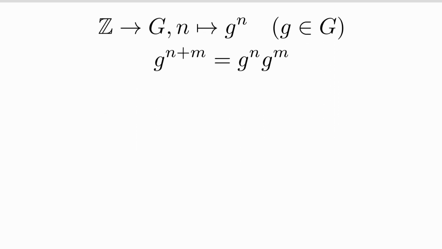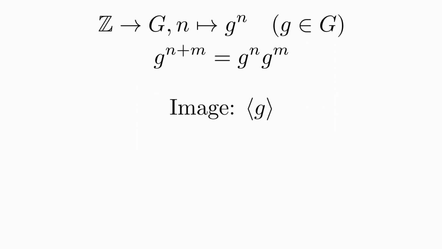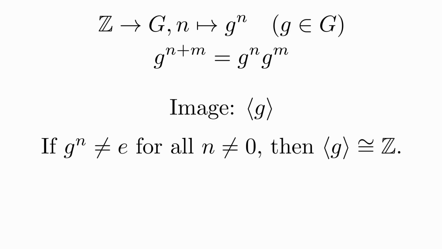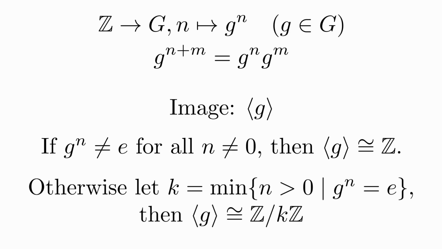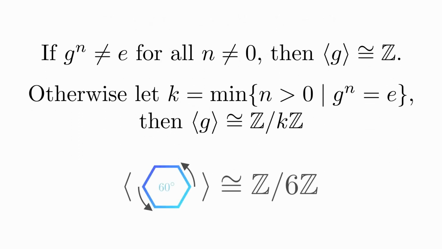For the last homomorphism we considered, the image is the subgroup generated by g. If no power of g equals the identity, then the kernel is trivial, and the subgroup is isomorphic to the integers. Otherwise, we let k be the smallest positive integer such that g to the power of k is equal to the identity element. Then the subgroup generated by g is isomorphic to the quotient of the integers by the multiples of k. For example, the subgroup generated by a 60-degree rotation is isomorphic to this quotient group.